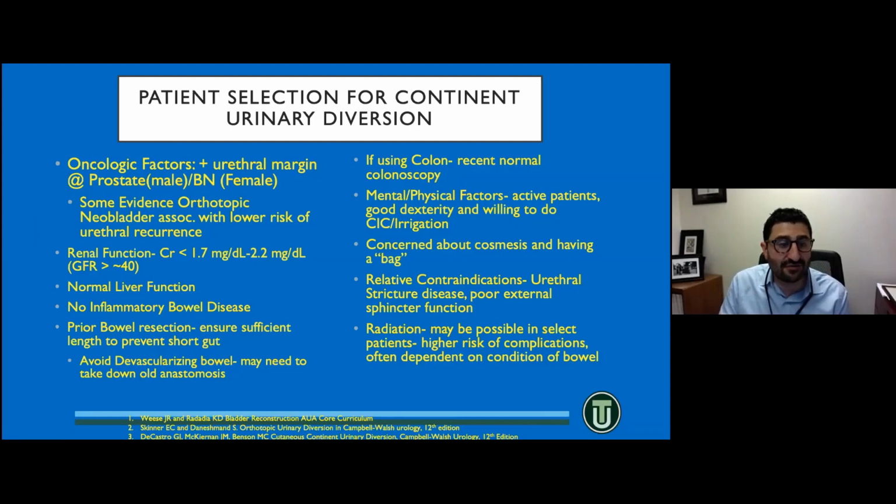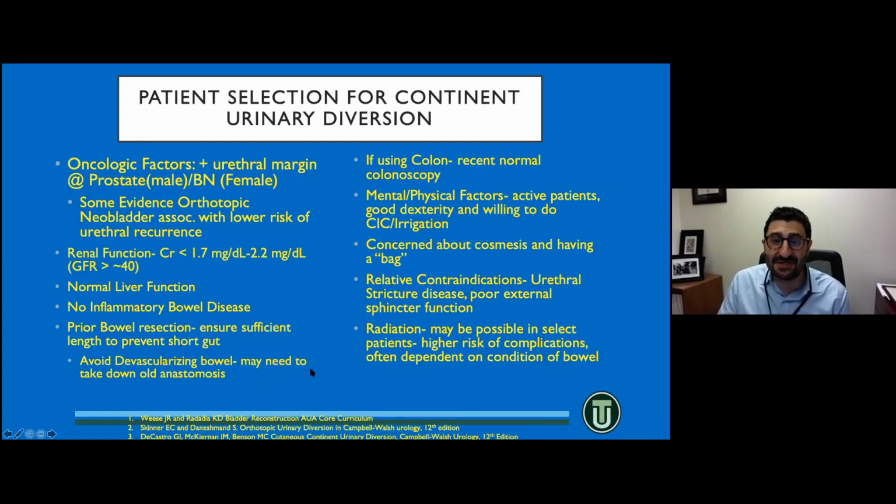Patients need to have normal liver function, no inflammatory bowel disease. Patients who've had prior bowel resections, you may need to make an intraoperative assessment whether or not you're able to use a sufficient amount of small bowel or colon to use for diversion. You also want to avoid devascularizing bowel, and you may need to take down an old anastomosis.